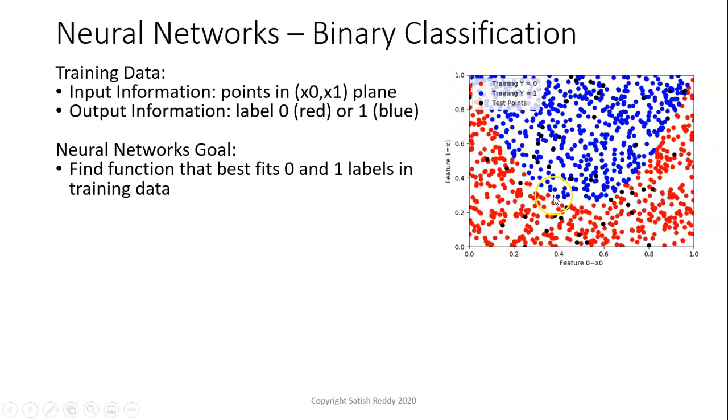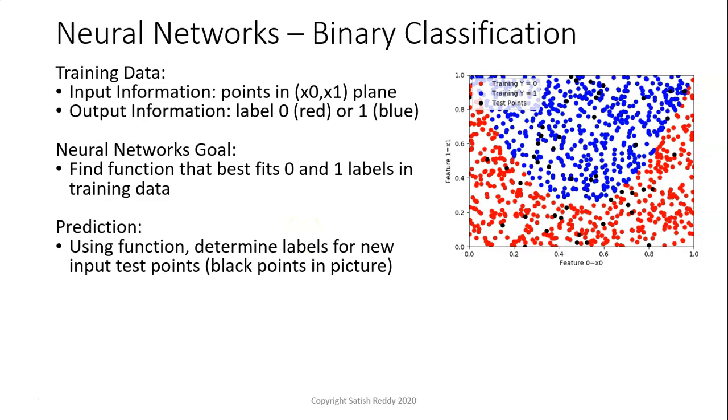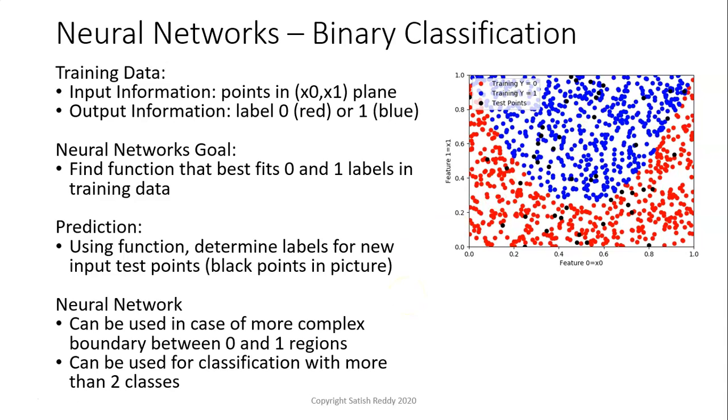In this case, it looks like the function is roughly a parabola, and above this parabola, the label is 1, and below the parabola, the label is 0. So we can use that parabola to then make predictions. Using that function, we could then determine labels for new input test points, the black points in the picture. So a point like this, we would predict it as 0 if we found that parabola, and a point like this, we would predict it to be 1. So neural networks can be used in the case of more complex boundary between the 0 and 1 regions, and they can also be used for classification with more than 2 classes.